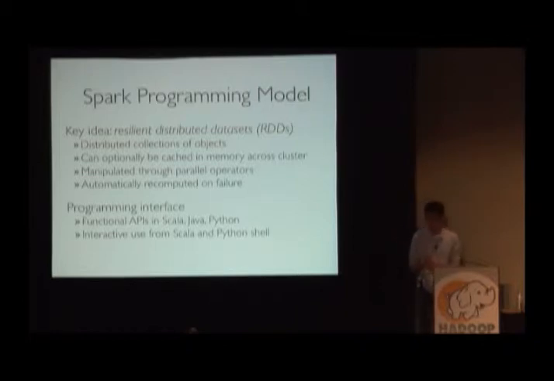And we provide, right now, 3 APIs in 3 different languages: Scala, Python, and Java. And you can not only run your programs on top of an existing MapReduce cluster, but you can also write Spark jobs in an interactive shell, in both the Python and Scala shells. It's no Java shell, unfortunately.